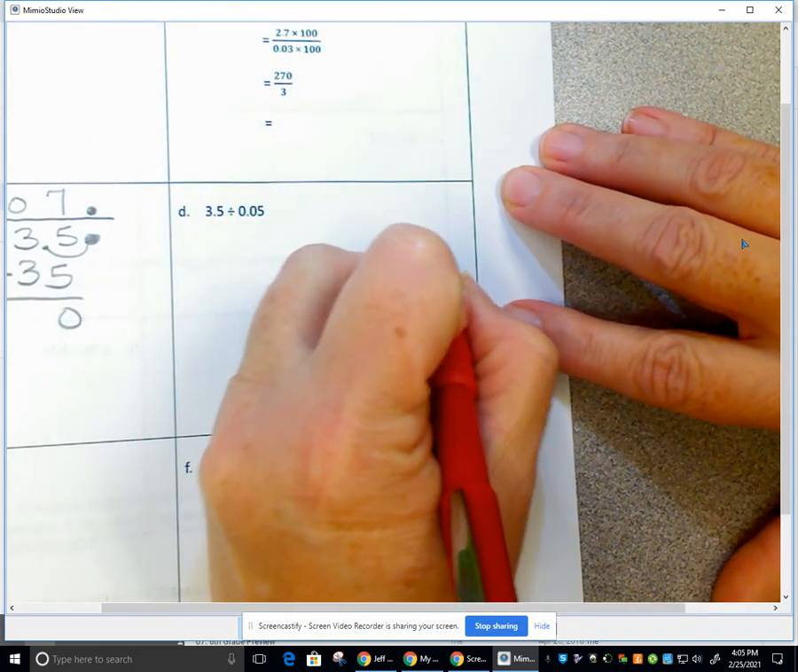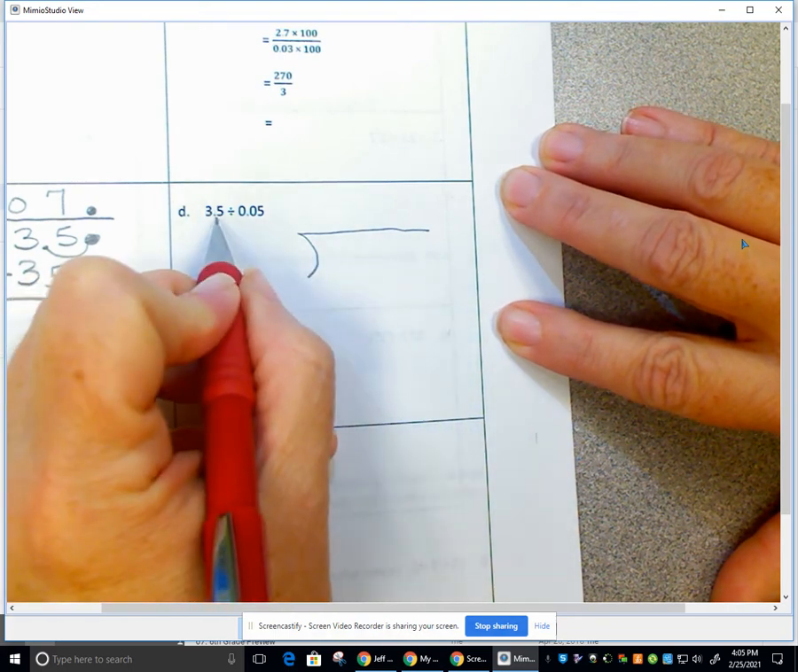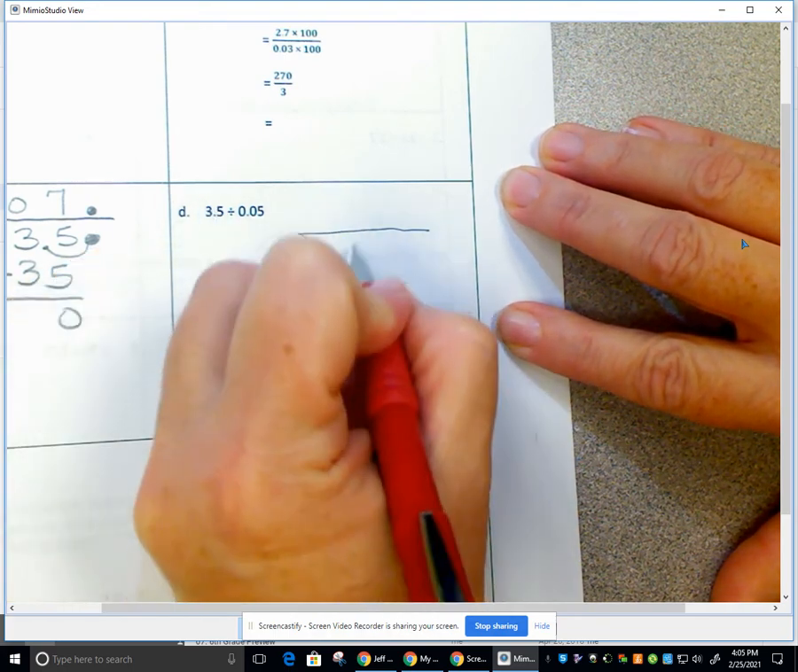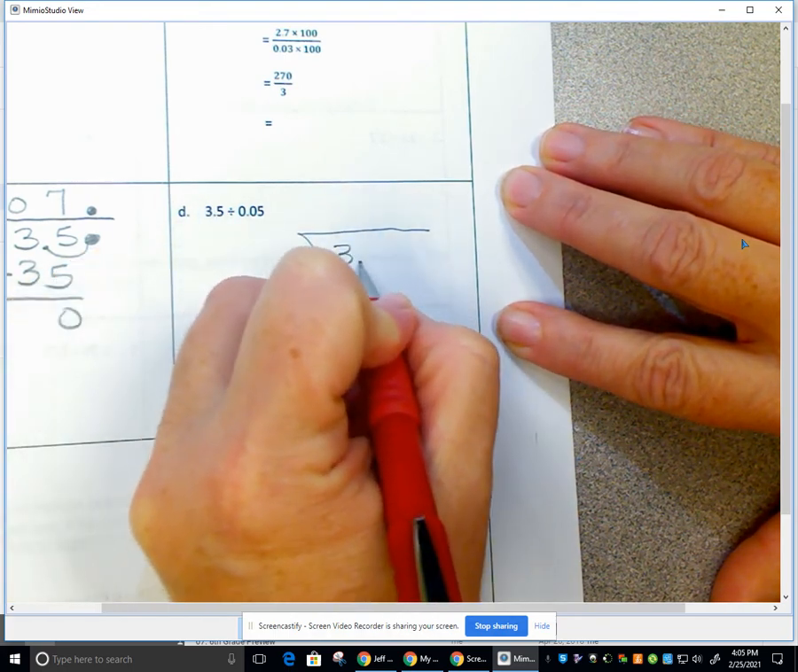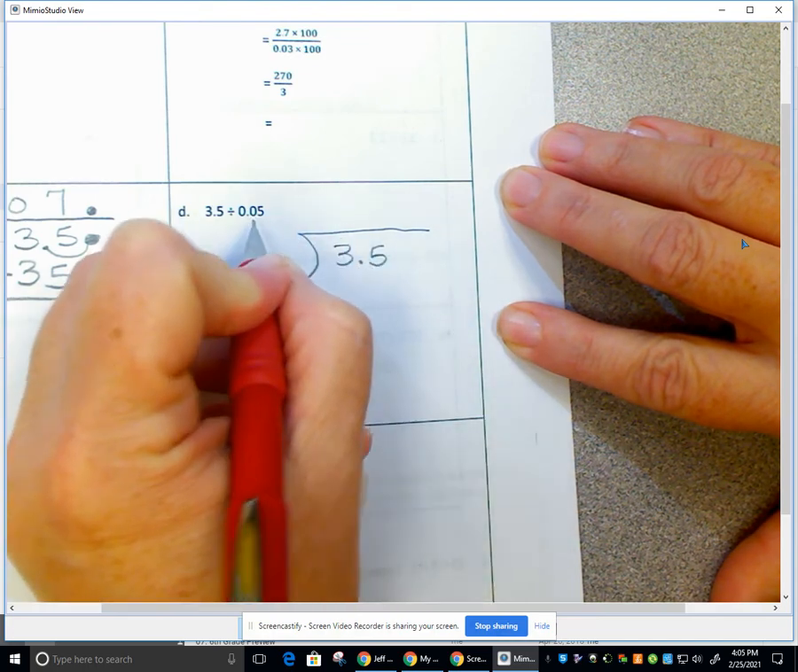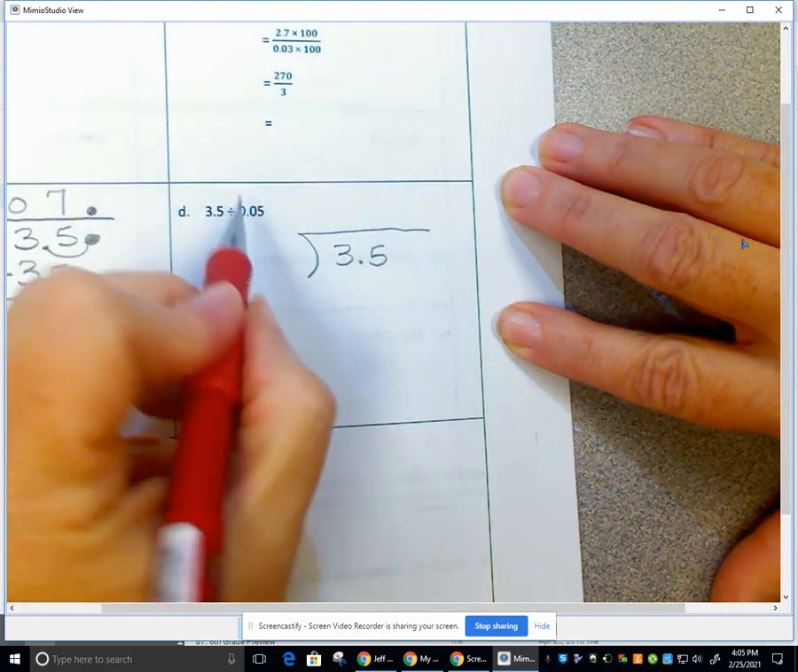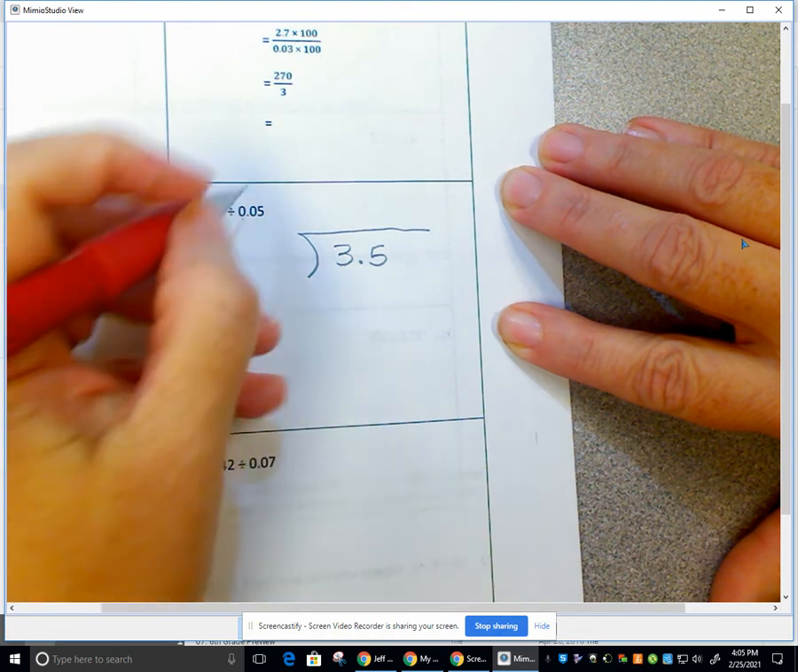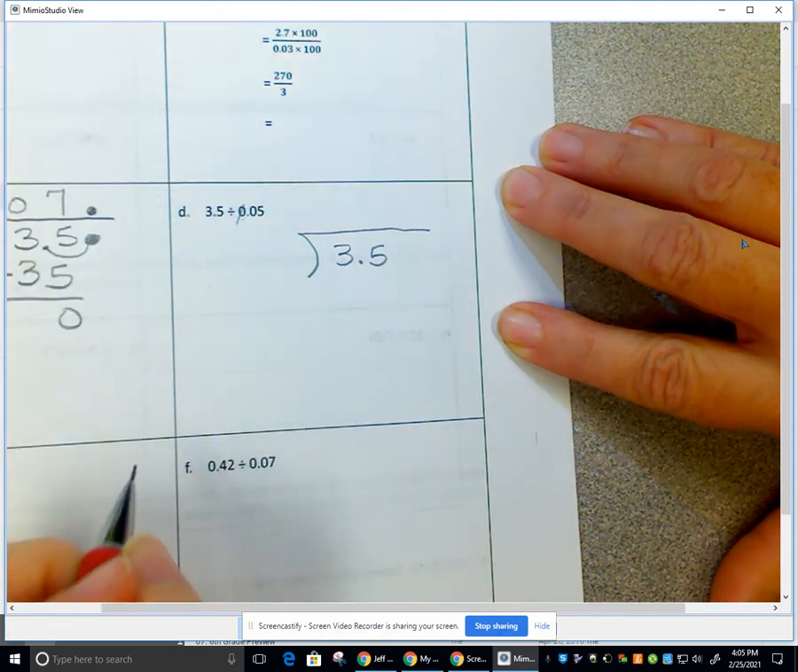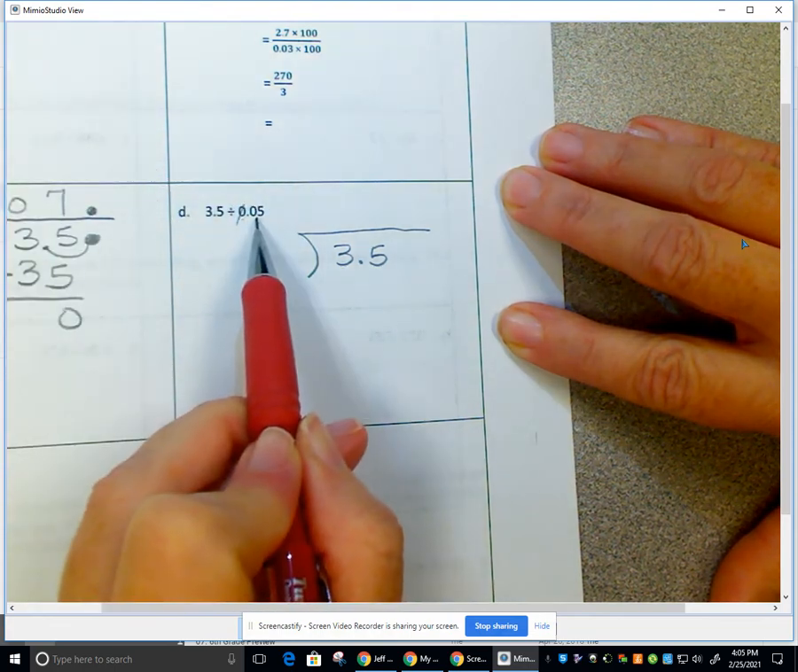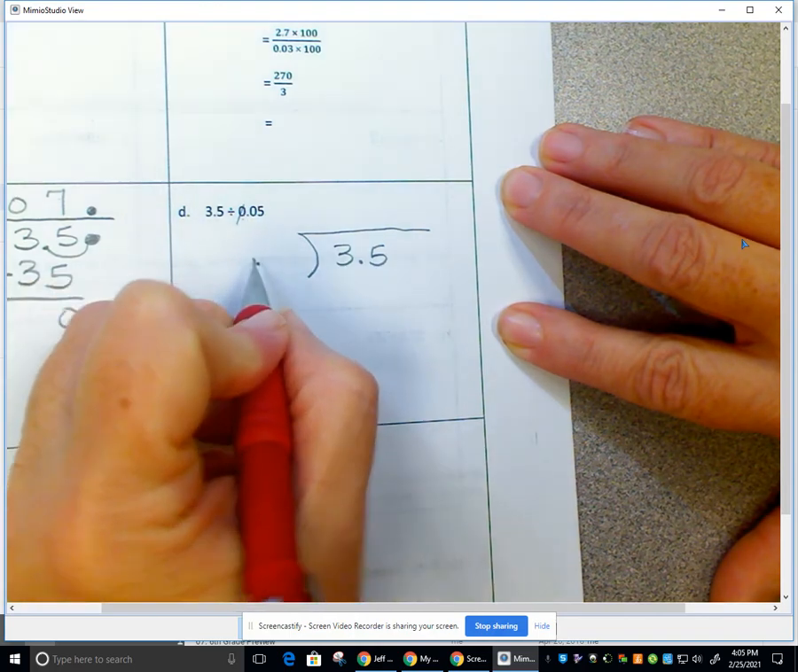Set up my division. First number is my dividend. It goes in the den. And this is my divisor at the door. And something else that I do, this 0 whole number, I'm going to do away with that. I don't need it. I do have to have this 0 because it's in between a decimal and a number. So I'll keep that.